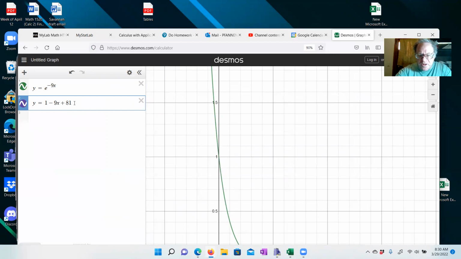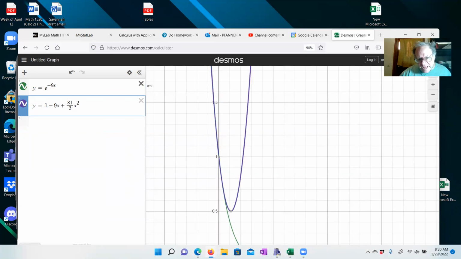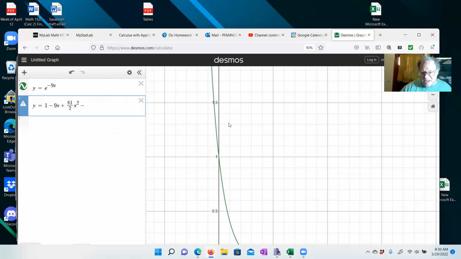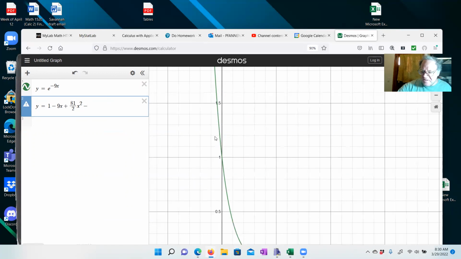Plus 81 over 2 x squared. Again, we're approximating it. And you don't have to do this forever. You don't have to do this for any of them, really. I just think it's neat to watch the Taylor polynomial hug the actual function. So sorry, that was this one time. We won't do it again.